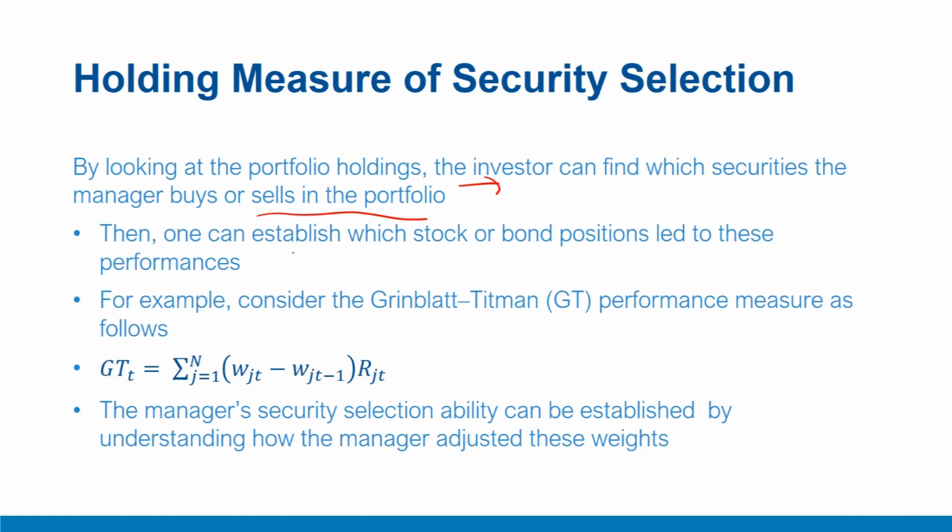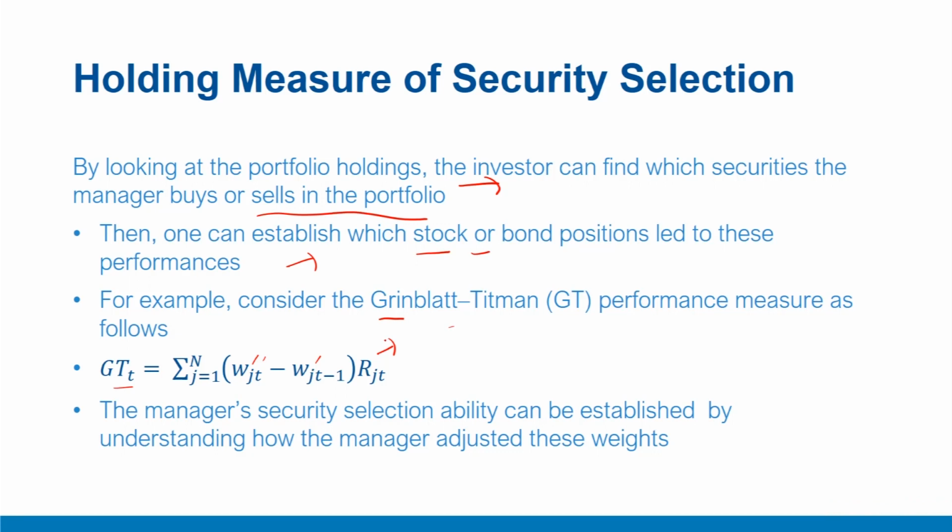Using this data, one can establish whether a particular entry, exit, or liquidation of a particular stock or bond led to up or down performance. For example, one such measure, the Grinblatt and Titman performance measure, is computed as follows. Here, G_T for a period T is the summation over j equal to 1 to n of (W_jt minus W_jt-1) into R_jt, where W_jt is the weight of security j at time T, W_jt-1 is the weight of security j at time T minus 1, and R_jt is its return.